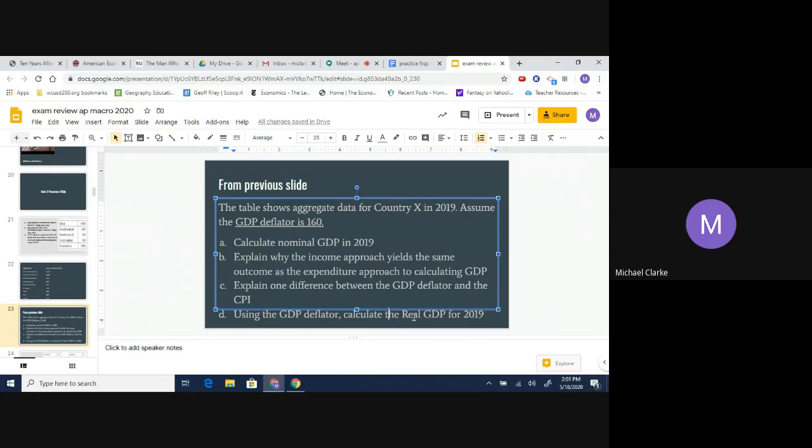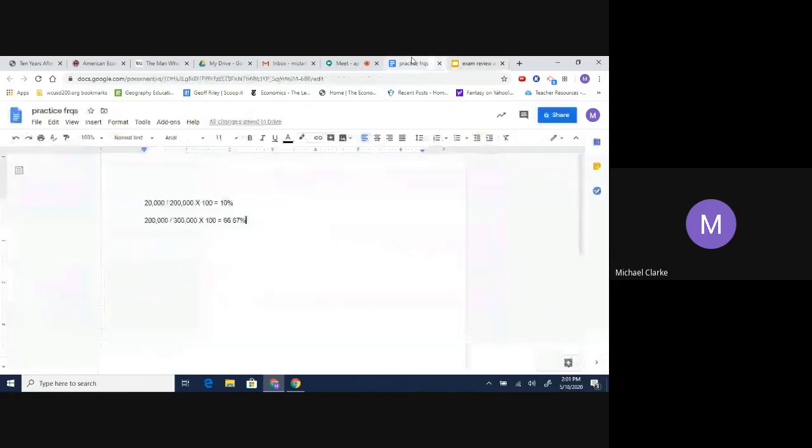It says using the GDP deflator, calculate the real GDP for 2019. So what you would do is you would take 1,600 divided by 160, multiplied by 100, because in this case, this is your nominal divided by your price index times 100, and I'm bad at math. So we get 1,000. There we go. So 1,000 would be your real GDP.